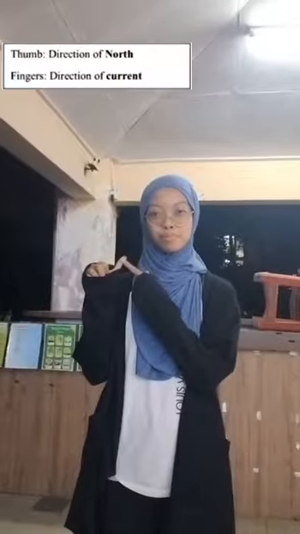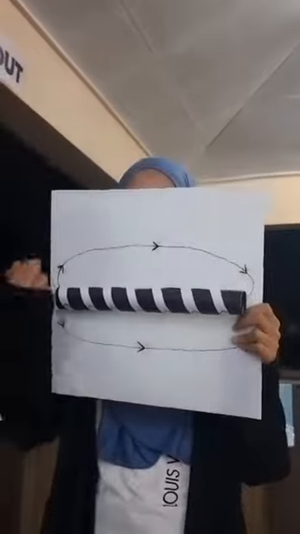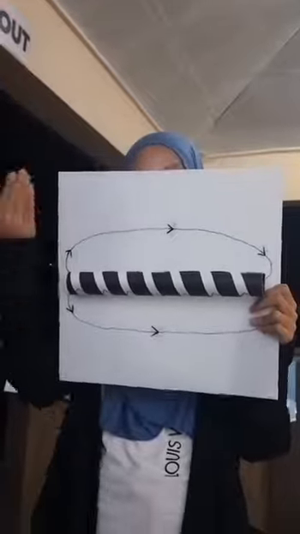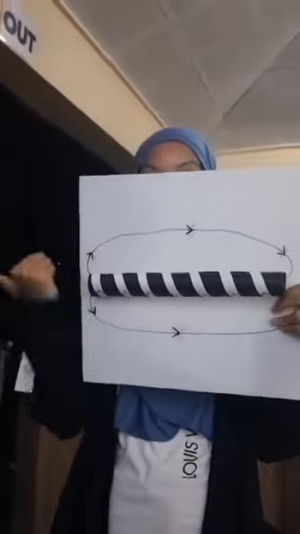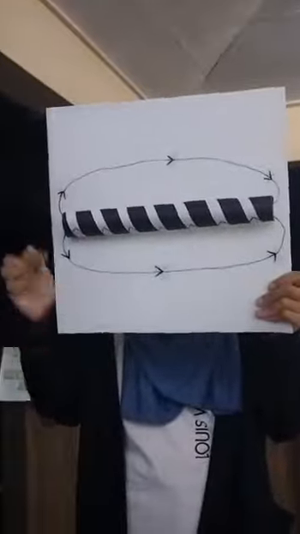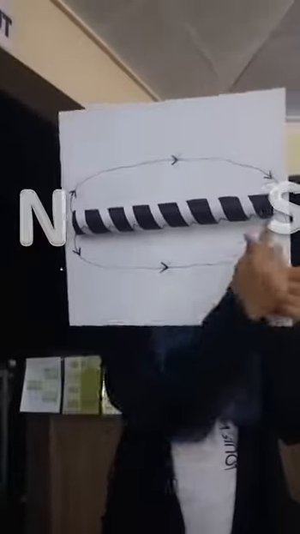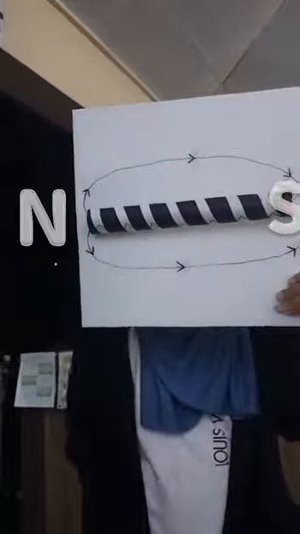The fingers are considered as the direction of the current, while the thumb is used as the direction of the north pole. As we can see, the current is going up. Thus, our fingers will also follow the direction of the current. Automatically, our thumb will be pointing at the north pole, which is pointing to the left. Then, we all know that the magnetic field goes from the north pole towards the south. The magnetic field will enter the south and go out from the north. The opposite thing will happen when the current is going down.